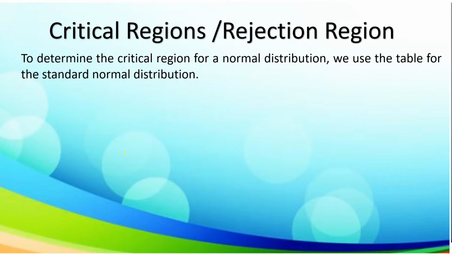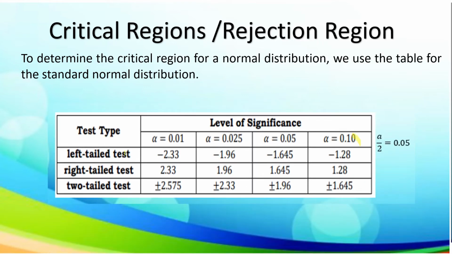If the level of significance alpha is 0.10, then for a one-tailed test, the critical region is below negative 1.28 or above 1.28. For a two-tailed test, we use alpha over 2, which is 0.05, and the critical region is below or above 1.645.